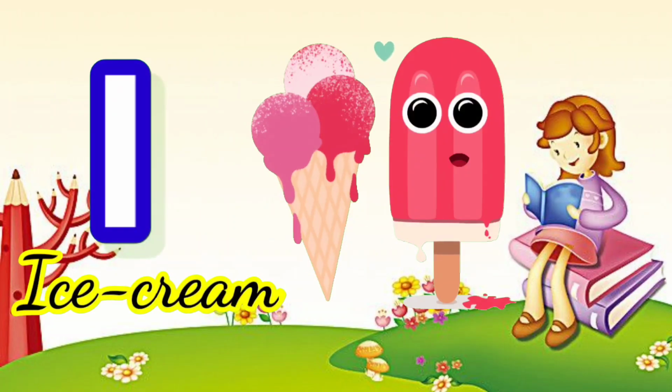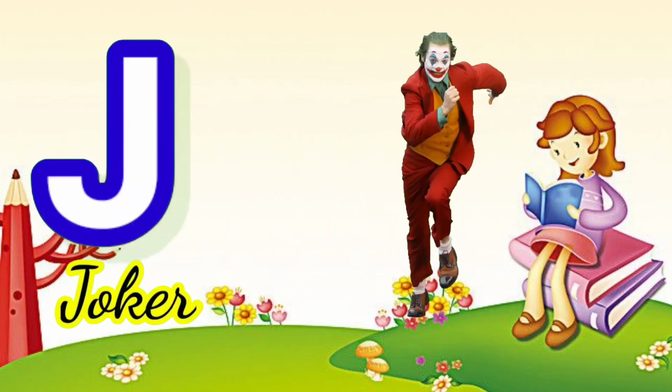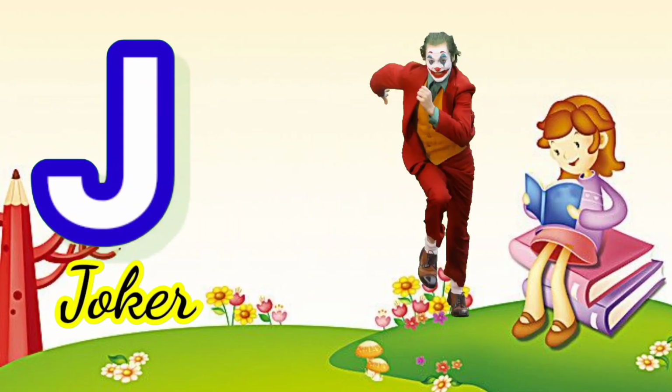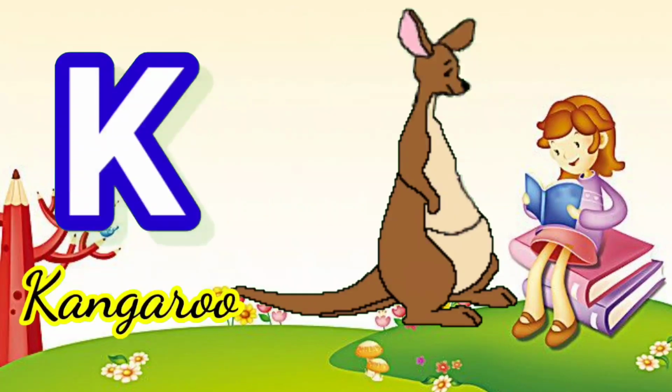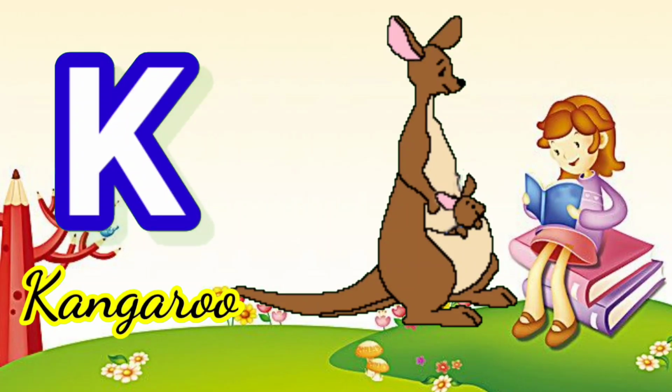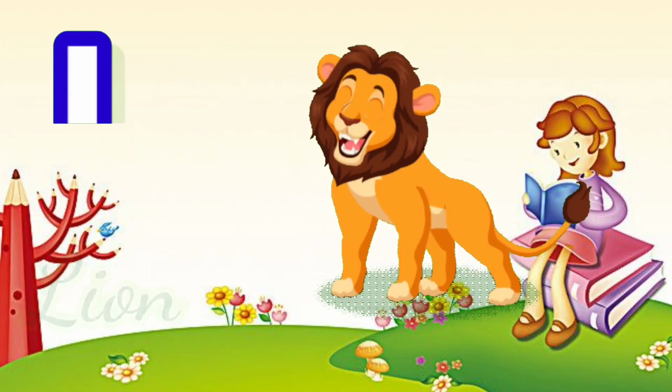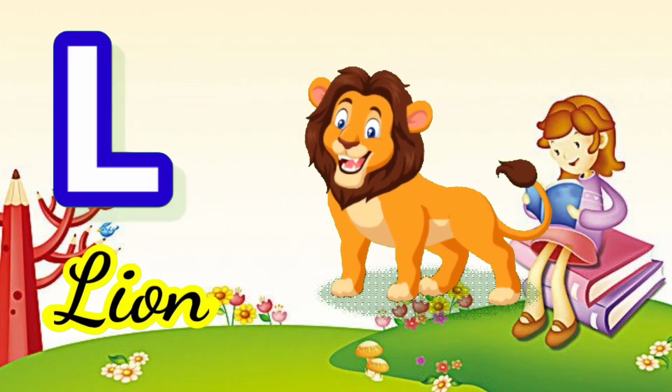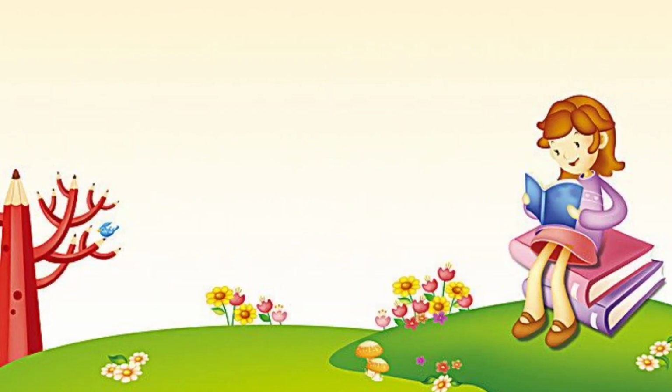I for ice cream. J for joker. K for kangaroo. L for lion.